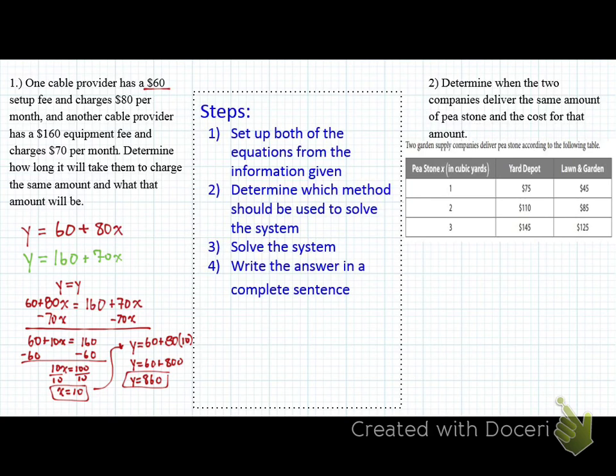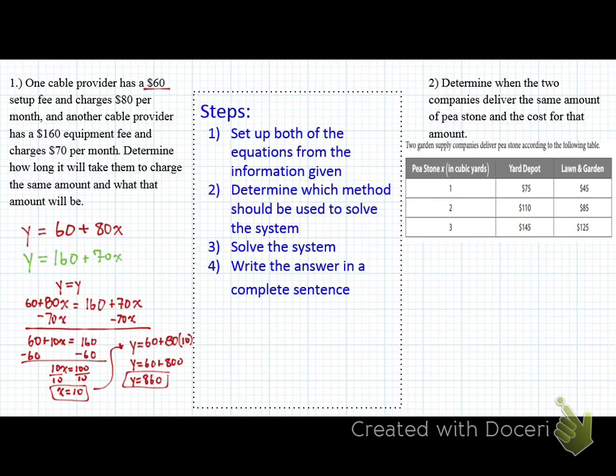Anyway, pea stone, someone has to install it. They have to buy it and install it. So this problem is going to talk about pea stone, okay? Here we go, number 2. Determine when the two companies deliver the same amount of pea stone and the cost for the amount, okay? So we got two companies here. Looks like we got Yard Depot and the Lawn and Garden Store, okay?